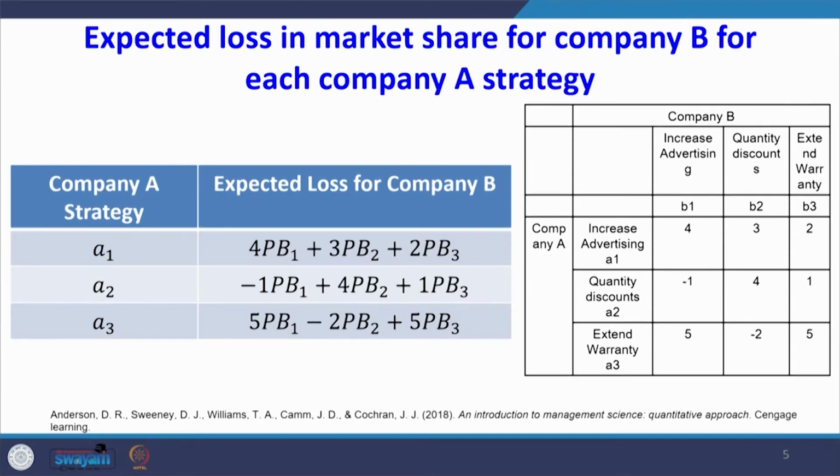Like this, I can write for the others. For example, if company A goes for the A2 strategy, what is the expected loss for company B? So, minus PB1, and I am writing here PB2, PB3. If company A selects A3, what is the expected loss for company B? That will be 5 PB1 minus 2 PB2 plus 5 PB3.